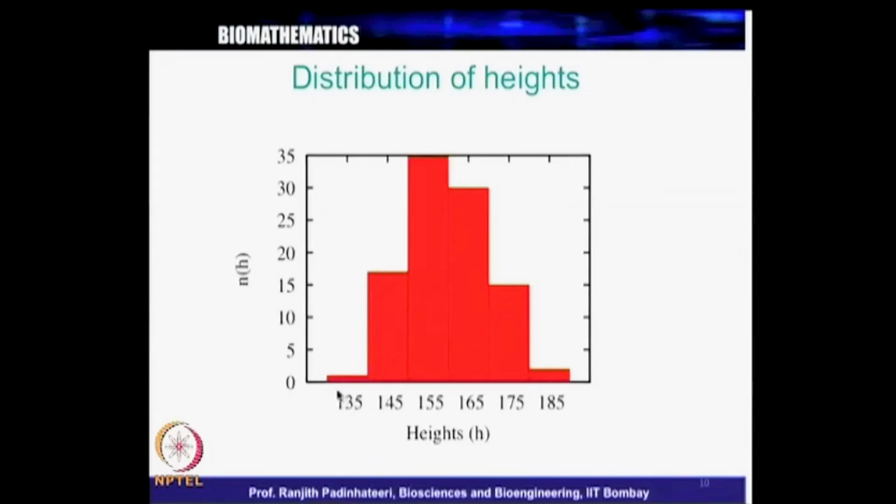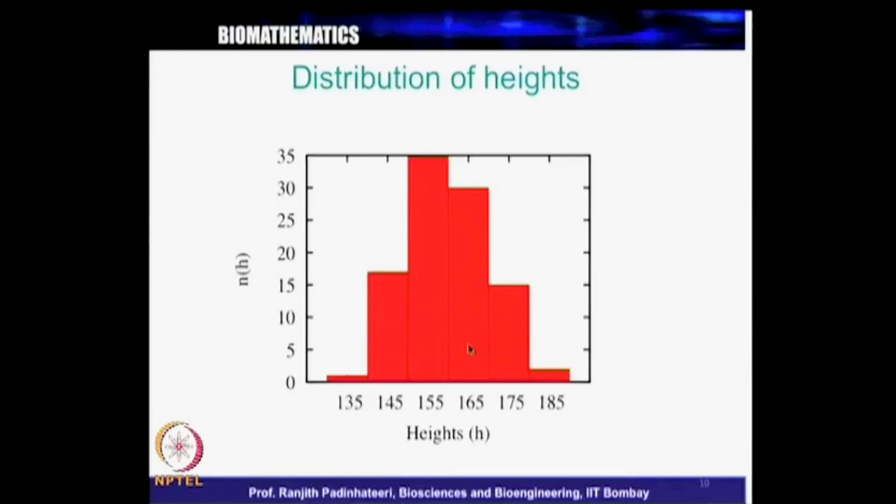Between 130 and 140, I just marked by 135, there is 1, and then there is 35 and 30. This is 17, just above 15, and this is 15, and this is 2. So this is a histogram, and we can call this the distribution.